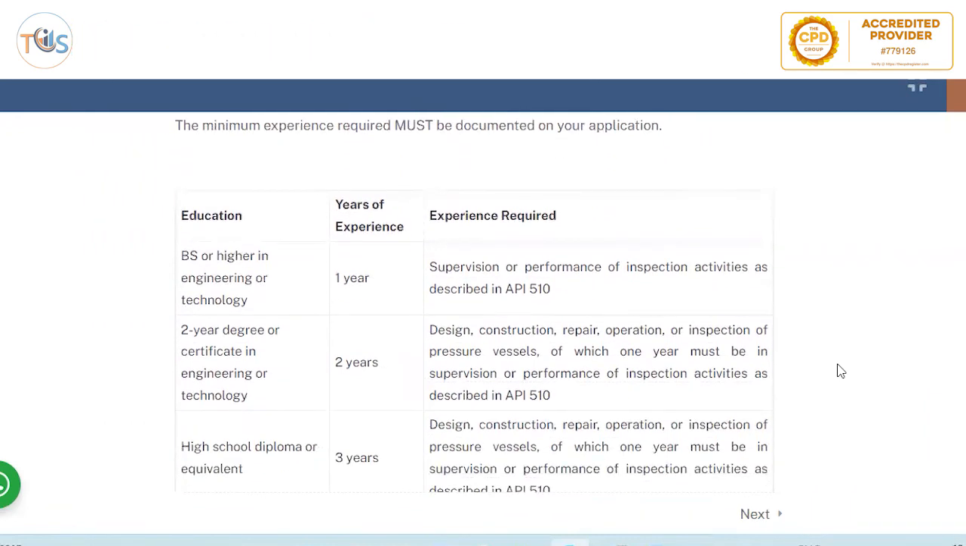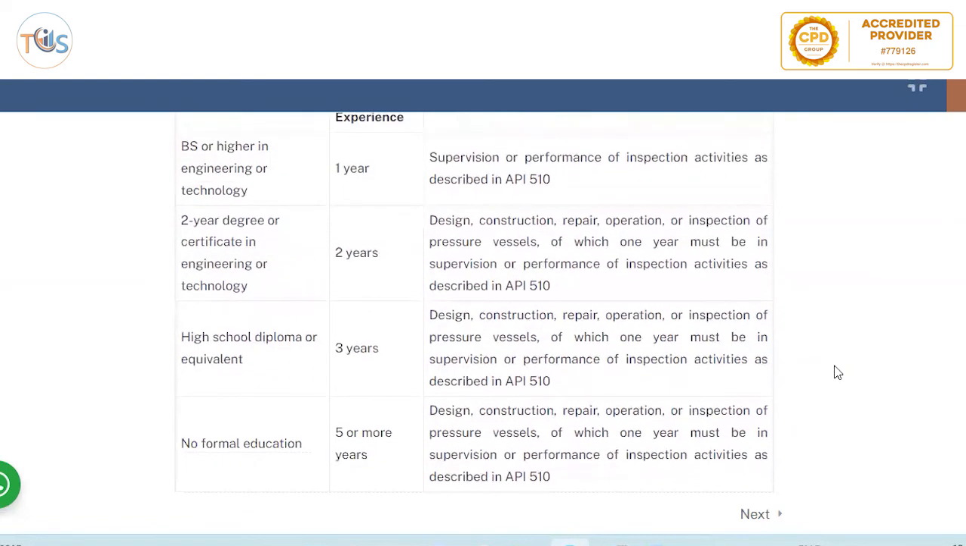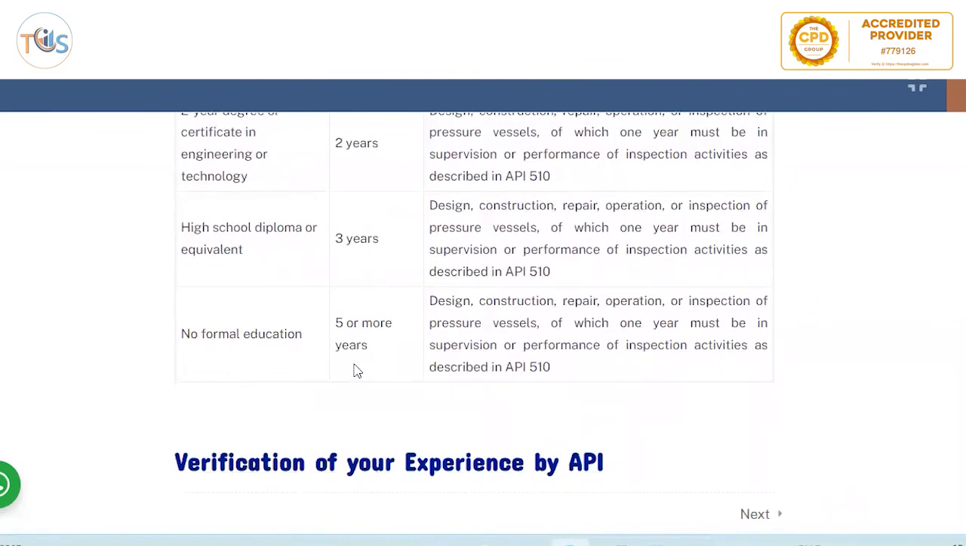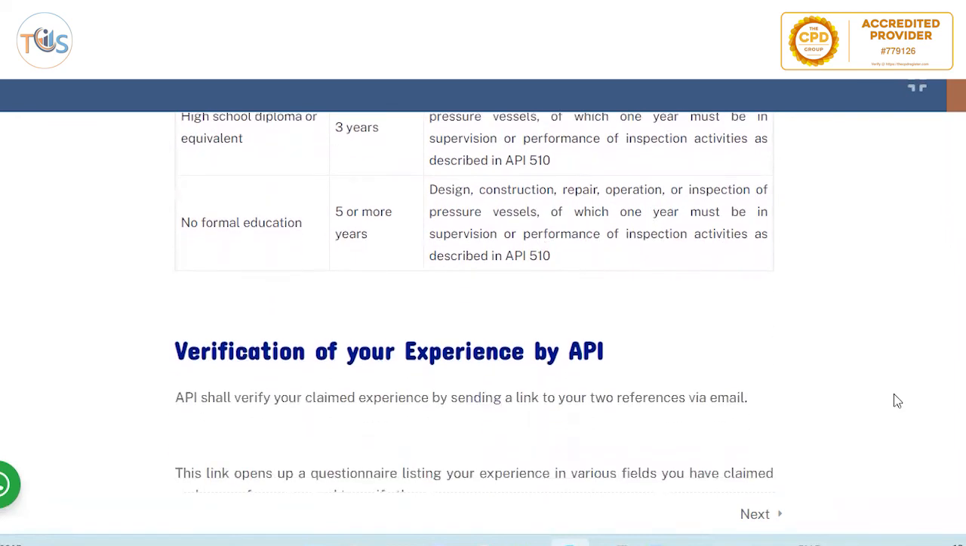If you have a bachelor's degree in engineering, you just need 1 year of experience in supervision or performance of inspection activities. If you have an associate degree or a 2-year degree, then it can be anything in design, construction, repair, operation, or inspection of pressure vessels, but 1 year should be at least in supervision or performance of inspection activities. As you can see, for the rest, if you have high school it's 3 years, and if you have no formal education, it's 5 years. The requirement is the same. So out of 5 years, 4 years can be in design, construction, repair, operation, and at least 1 year in supervision of inspection activities.